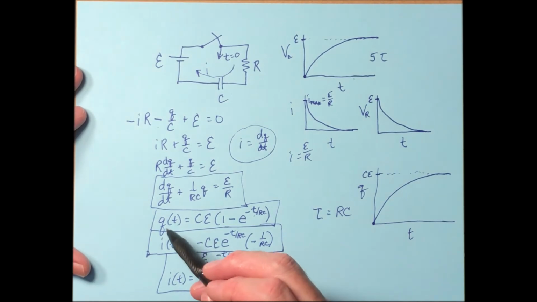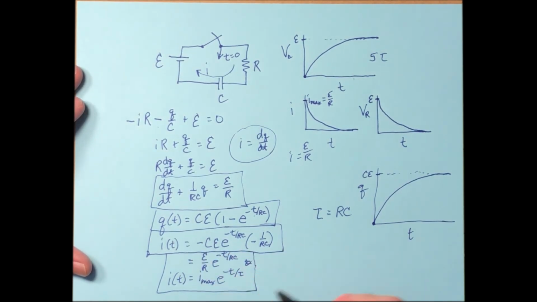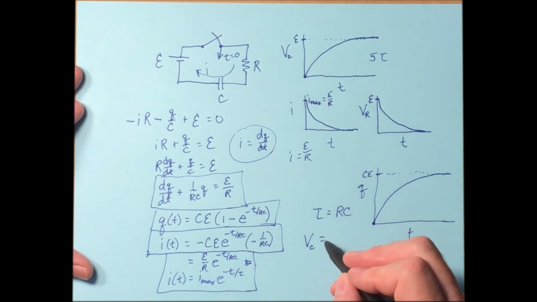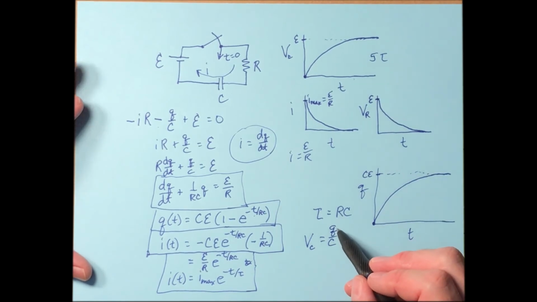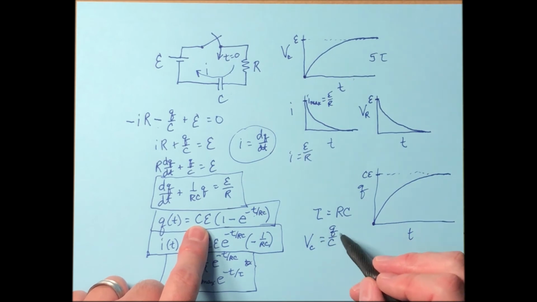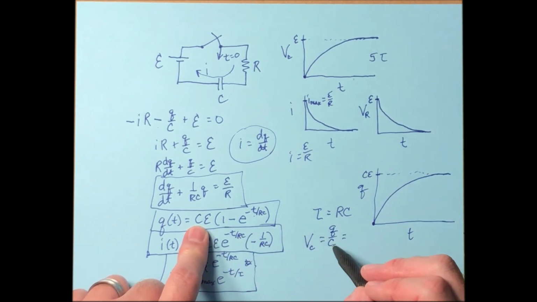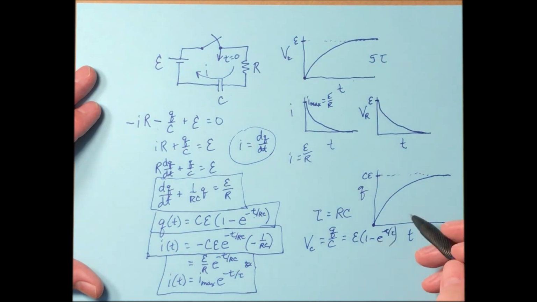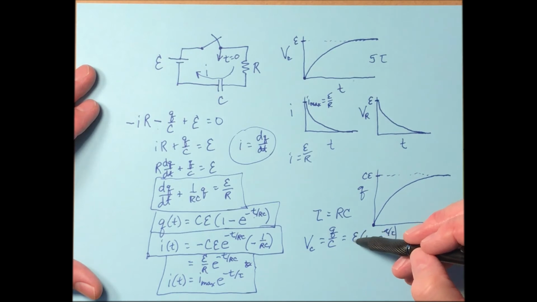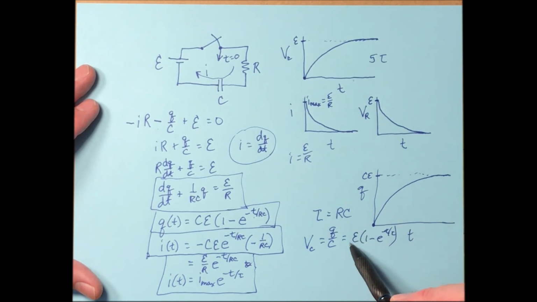Okay, so we found an equation for charge, we found an equation for current. What if I want to know the voltage across the capacitor? Voltage across the capacitor is Q over C. Well, Q changes with time, so you take this right here and you plug it in, and you'll notice the C's are going to cancel, and I'm left with E times 1 minus e to the negative t over tau. So what does that look like? That's going to look like this. It's going to level off at a maximum value of E. So this is V max for the capacitor.